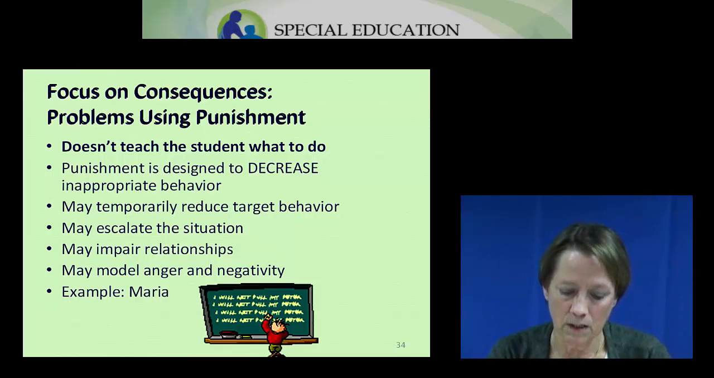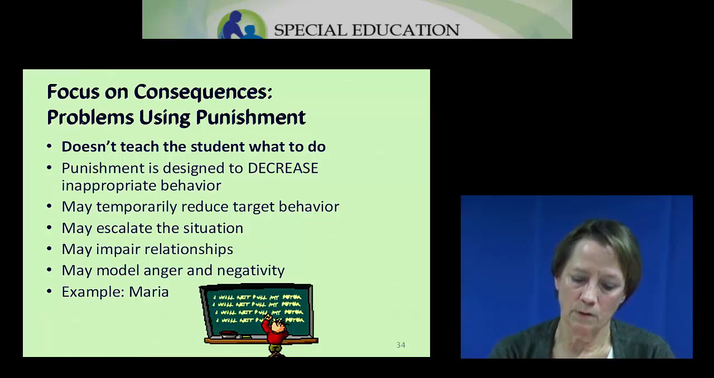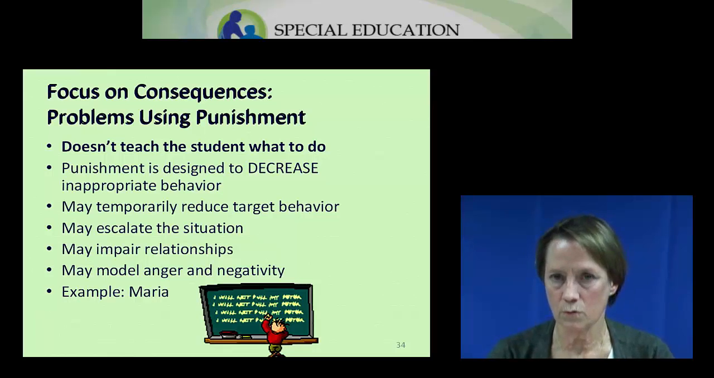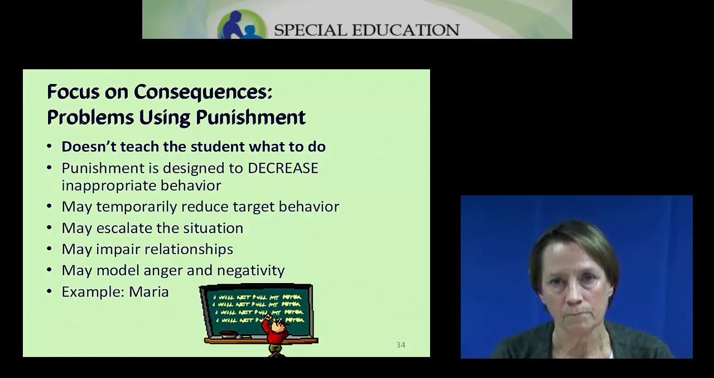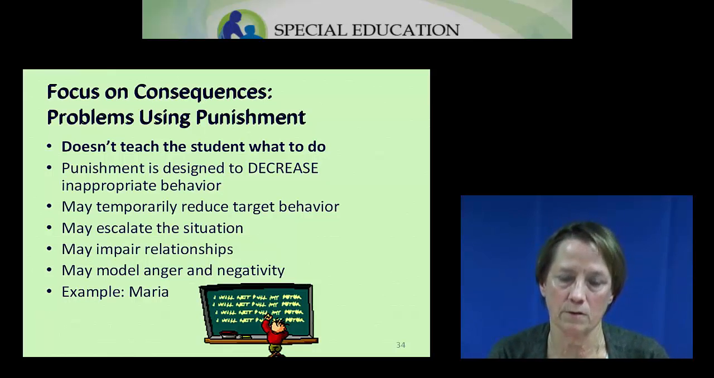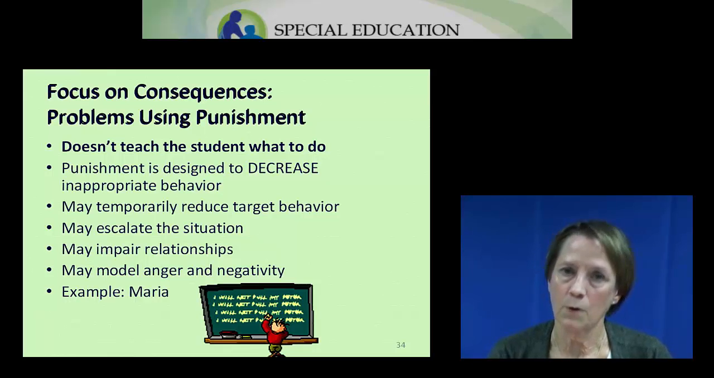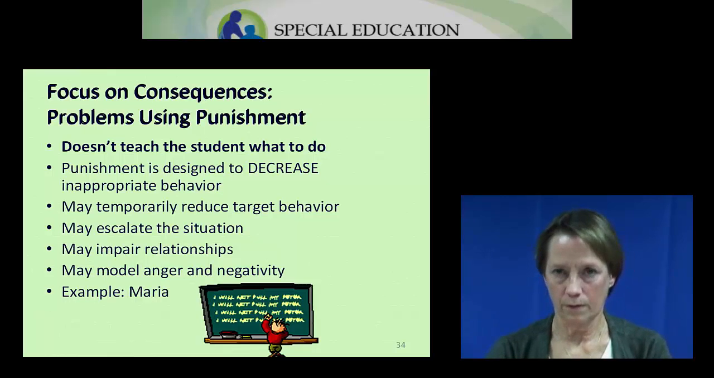anger and negativity. So let's just think about the example of Maria. Maria is our student who's wandering in the classroom, and she's interrupting other students. So the teacher says, Maria, you need to sit in the hall, and in 5 minutes you can come back into the classroom. Well, we haven't actually taught Maria what she's supposed to be doing when she's in the classroom. We need a more positive approach for working with Maria.